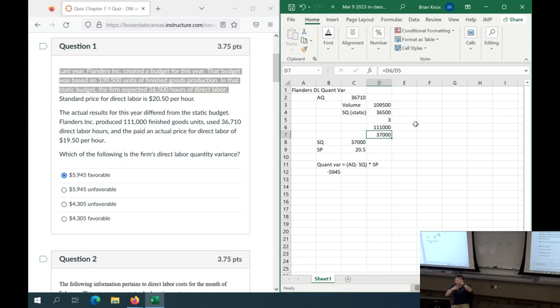If I'd flipped it around and did direct labor hours over finished goods units volume, then when I come over here, I'd have to put those 111,000 in the denominator and figure out what this is in the numerator right here. So I'd have to multiply 111,000 by 0.33333 to get 37,000 then. Does that make sense?